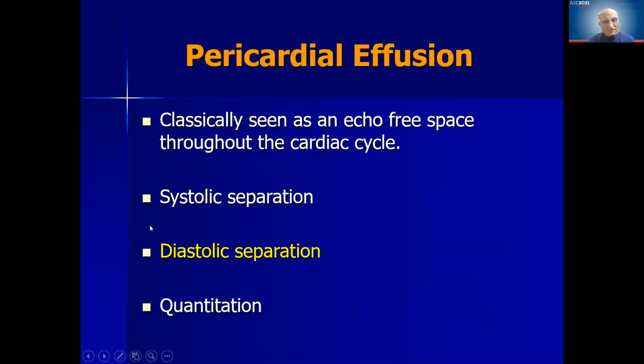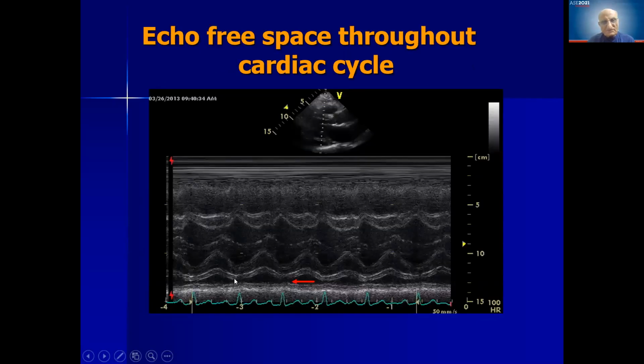Now, as I said, diastolic separation: here you see an echo-free space both in systole and diastole. So this is more pathognomonic of a pericardial effusion, and you see it is also present in diastole. So that is the first thing you see when you do these cases.